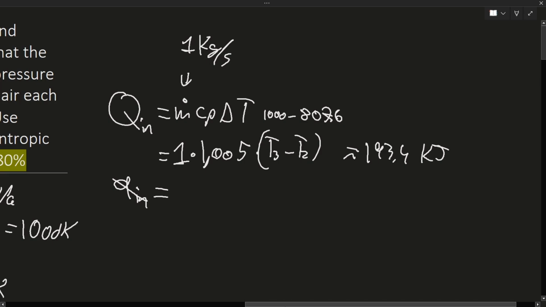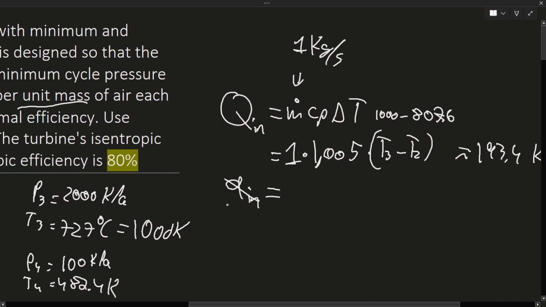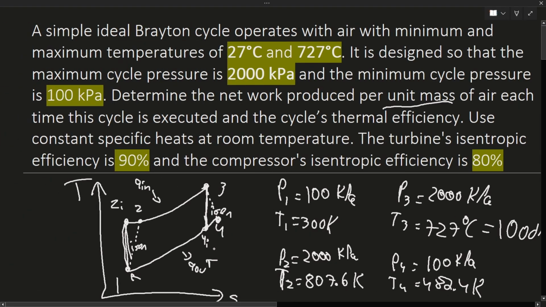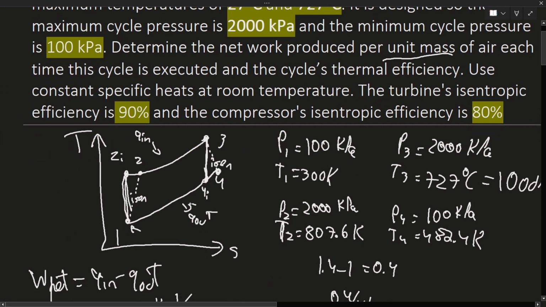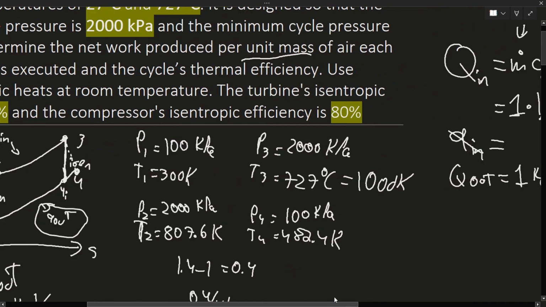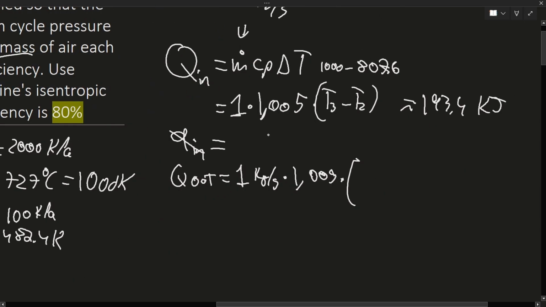Q out is equal to 1 kilogram per second times Cp, 1.005, times T4 minus T1, from point 4 to point 1, Q out, as I drew over here. So T4 is 482.4 minus 300. That should give you about 183.3.